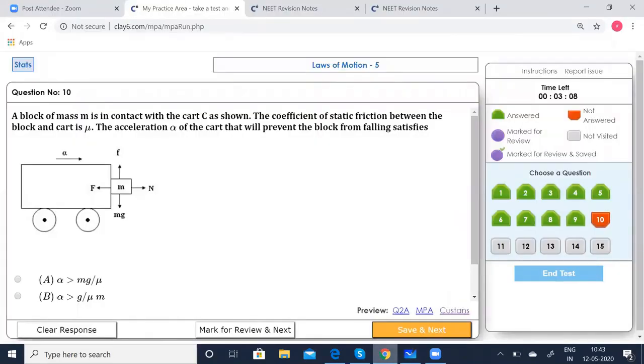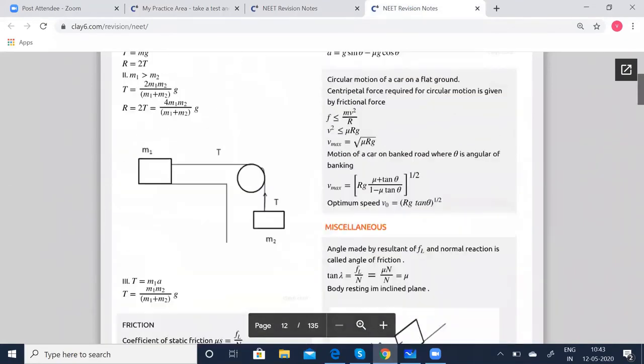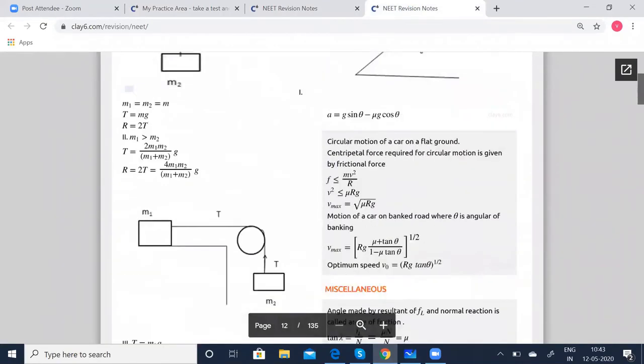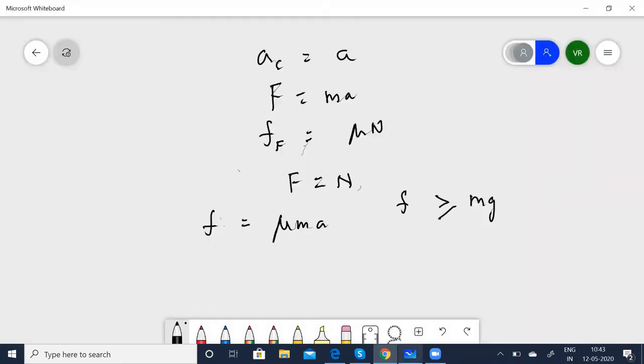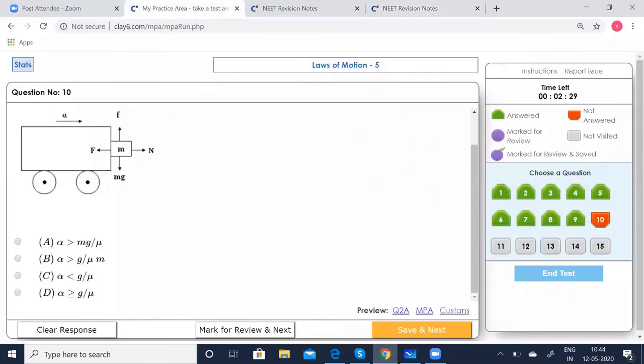This you would have seen in the revision notes also, right? We saw it here. You can apply that. So f is greater than or equal to mg, and now you can substitute for f. I can put it as mu ma is greater than or equal to mg. Now cancelling both, you get a is greater than or equal to g by mu. Let's see which option is correct. Option D, g by mu, is the correct option.